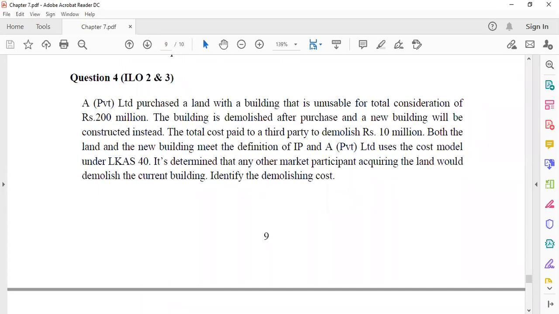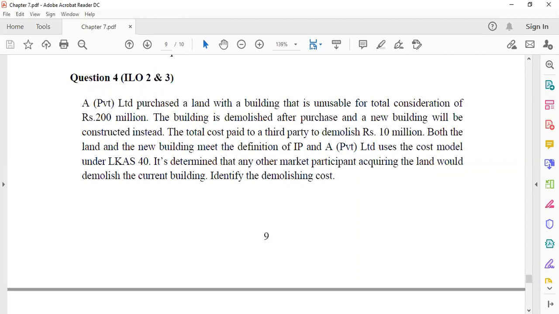Million desi ekata thama api me property ekak gatte. The building is demolished after the purchase and a new building will be constructed instead. And the building api demolish karala e wenota api aluth building ekak construct karanawa ape purpose ekata. The total cost paid to a third party to demolish this particular building is rupees 10 million. Thor dan thiyena building ekak api kada iwat kirim sadaha darapu piriwaya thamai million 10.